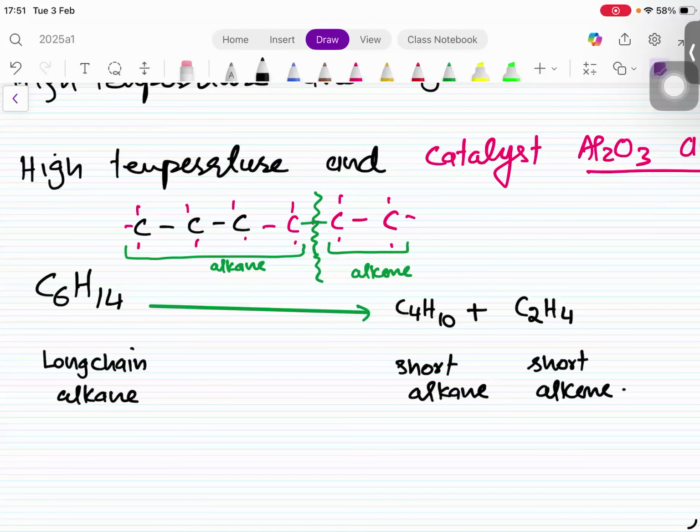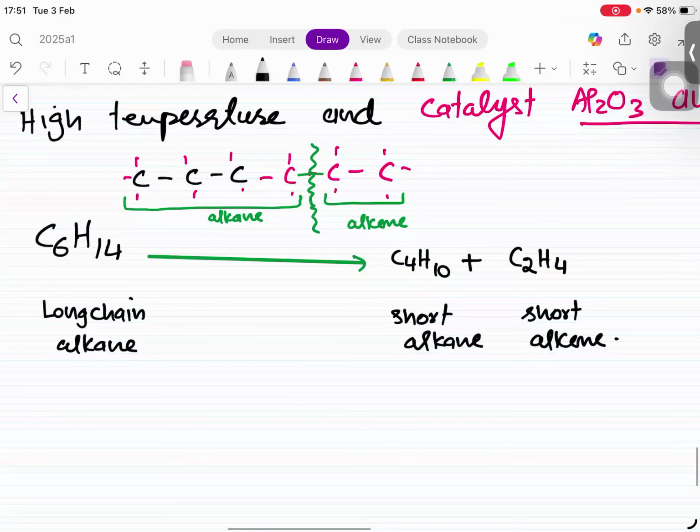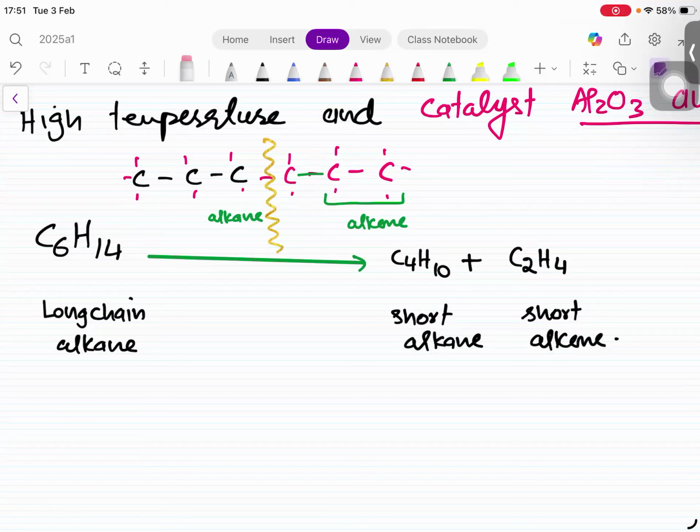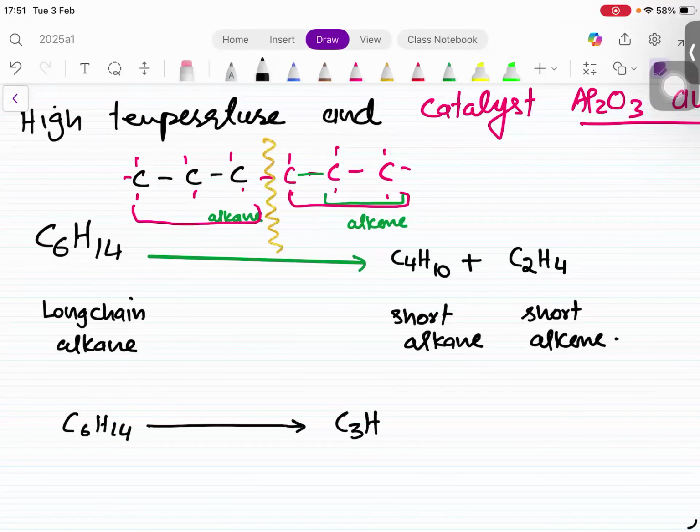Alkene. Okay, so I can put it the other round. Let's say somebody else I asked and they cracked it from here, not from here. So how many fragments now? 2. Each containing how many carbons? 3. So C6H14 cracked to give what? C3. And one of them will be what? Alkane. So C3H8 plus C3H6.